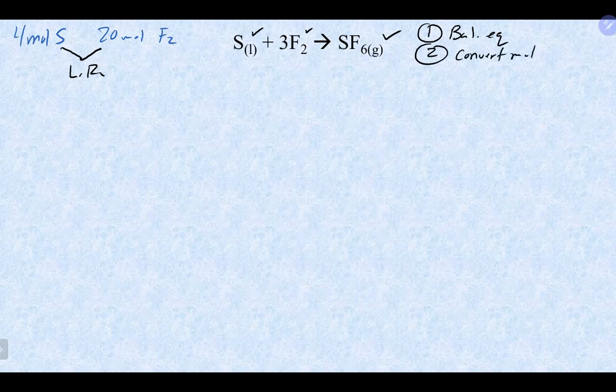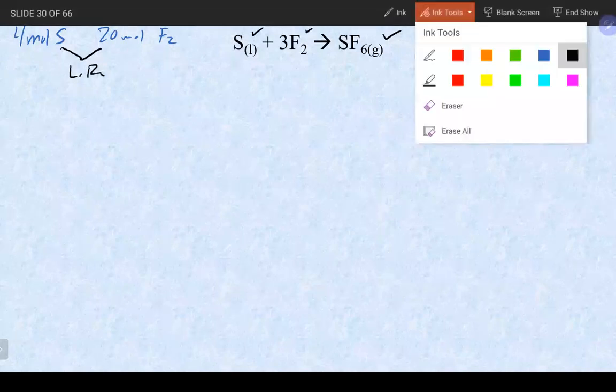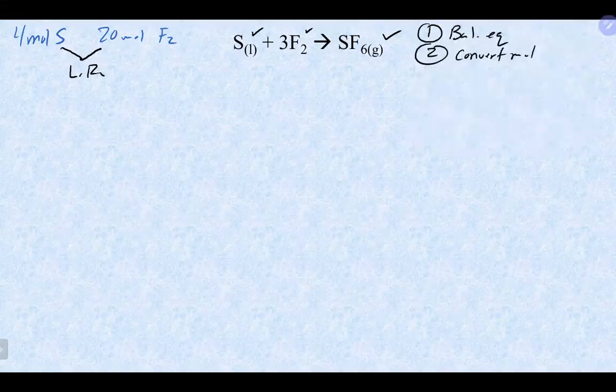Like a normal stoichiometry problem, if it was in grams, we would use the molar mass, convert it to moles, and we would be at that point. Because we know it's a limiting reagent problem, we're now going to do the third step, which is to figure out which one is the limiting reactant, or reagent.